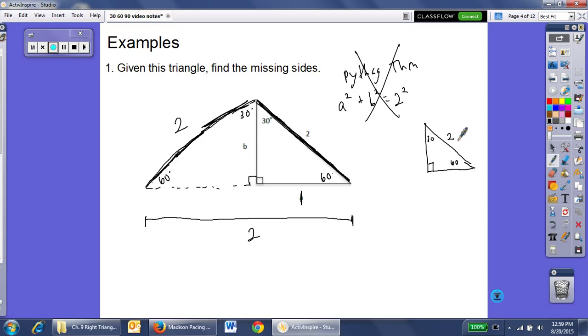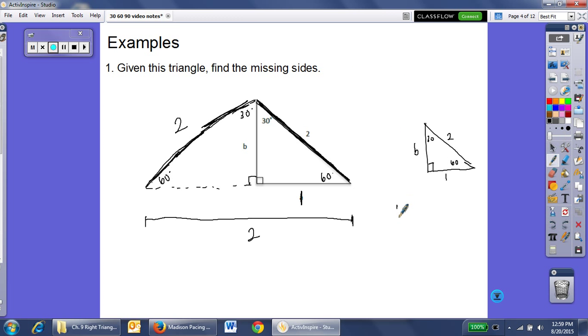So we were given 2 here, and we just figured out that A is 1. So now we need to figure out what B is. Okay, well back to the warm-up. So now we're only missing one side of it. So now we can use the Pythagorean theorem. So now this is going to work. Let's go ahead and plug it in.